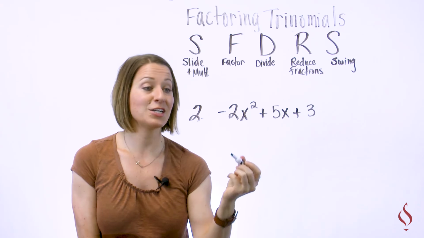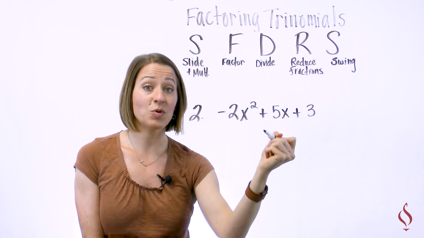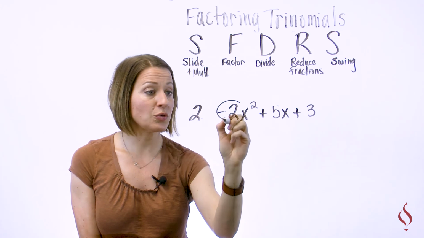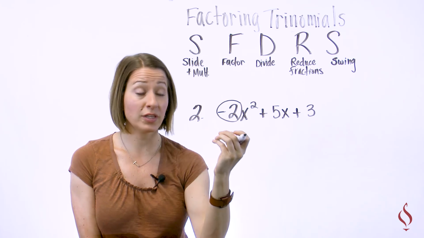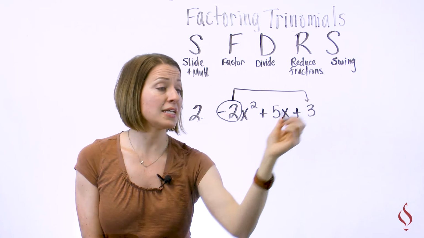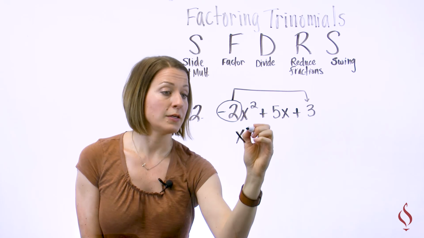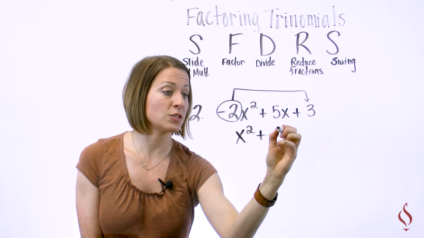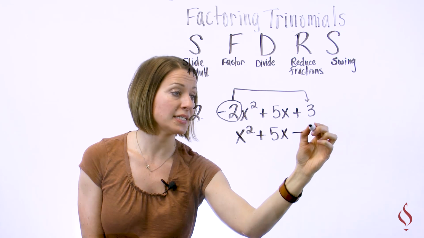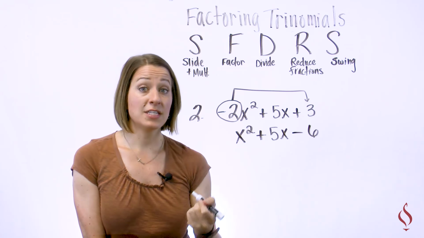So let's get started. The first S stands for slide and multiply. So this -2, and we are going to take the negative with us the whole time. We're going to pick it up and slide and multiply it times the +3. That leaves us with x squared plus 5x minus 6. Okay, the F stands for factor.